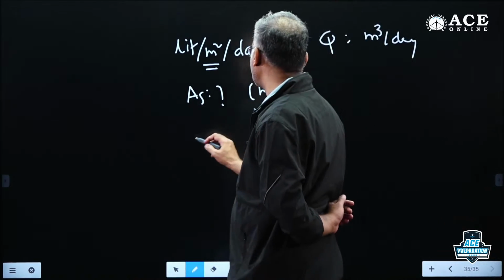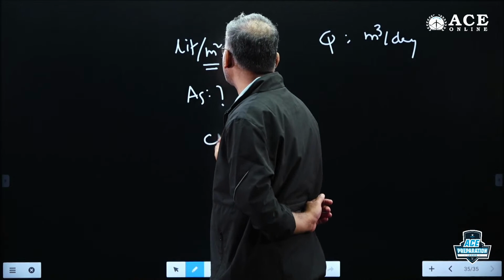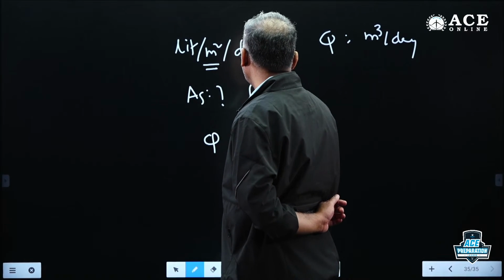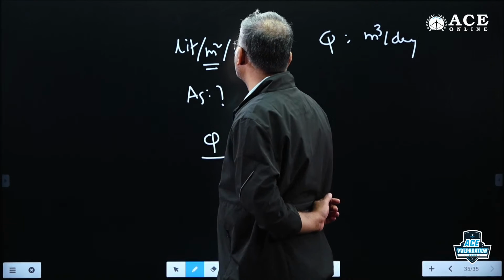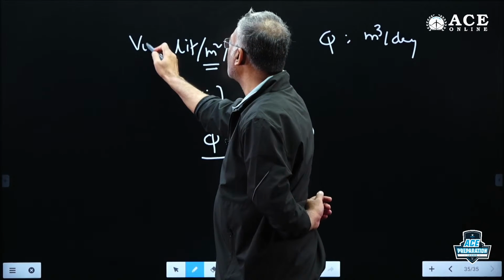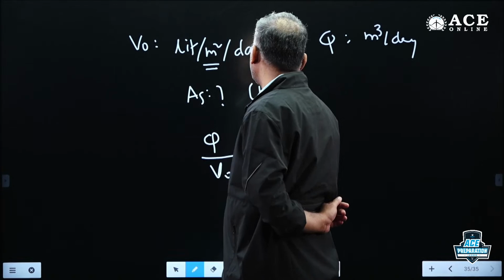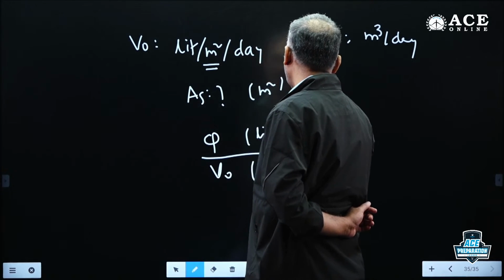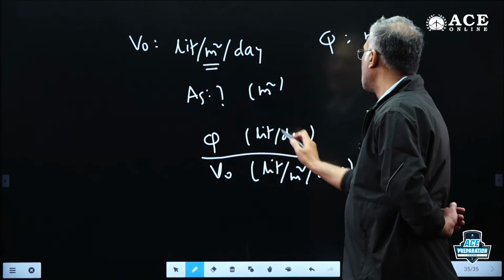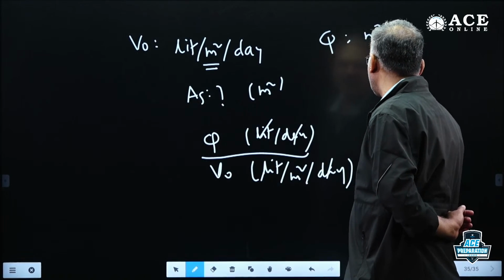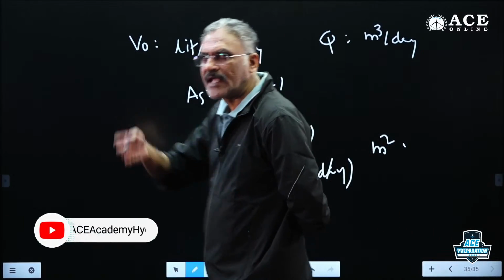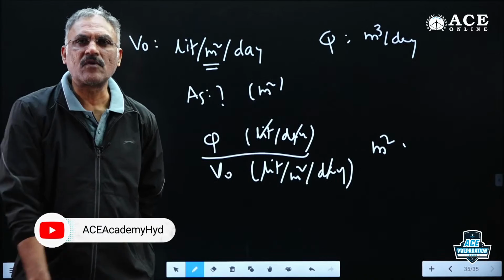Q is given in meter cube per day. That you can convert into liters per day, and substitute this value in the surface loading rate in liters per meter square per day. So if you arrange the data like this, then what happens? This cancels out, this cancels out, then you will get the answer in meter square. This is how you can then and there frame equations on your own and multiply.